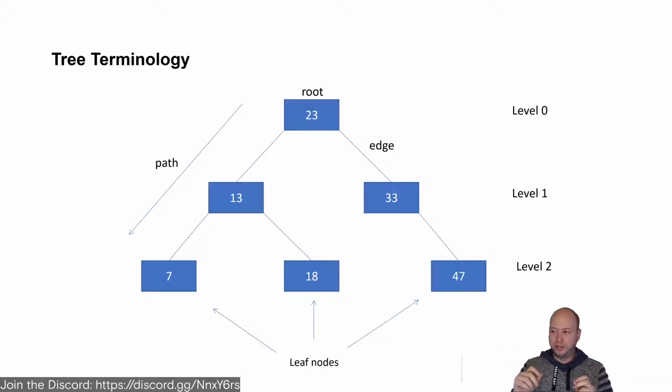So, to talk a bit about the terminology, with a tree you have a root node. This is the node that spawns everything else off. There are edges between nodes in the tree, right? So a root has two edges to its two children in this case.